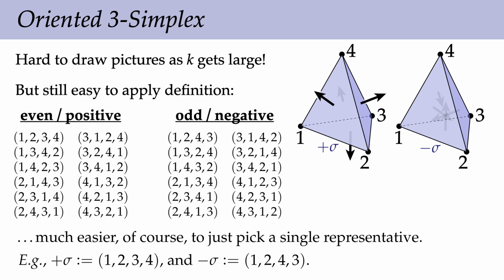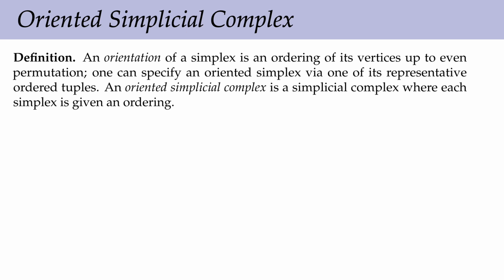Okay. Well, before we had simplices and simplicial complexes. Now we have oriented simplices. Of course, we must be able to define an oriented simplicial complex. So what does that mean? Well, we said an orientation of a simplex is an ordering of its vertices up to even permutation. One can specify an oriented simplex via one of its representative oriented tuples. Okay, this is what we've said so far.